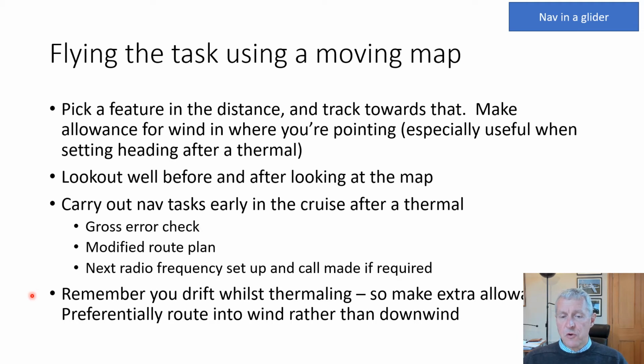Remember, we drift while we're thermaling, so we've got to make extra allowance for that drift. It's not just enough to compensate for 1 times the maximum drift. We need to aim off a bit more to compensate for the time we spend in the thermal. If we get a choice, it's better to route into wind rather than downwind, because the wind will tend to blow us back onto track.